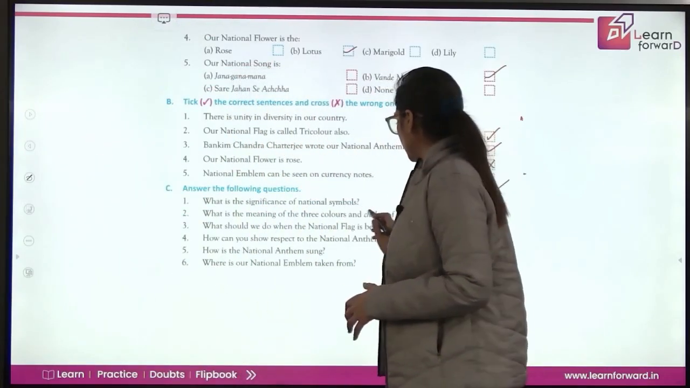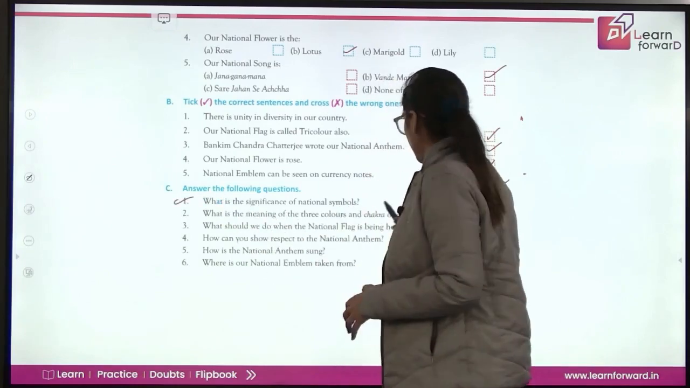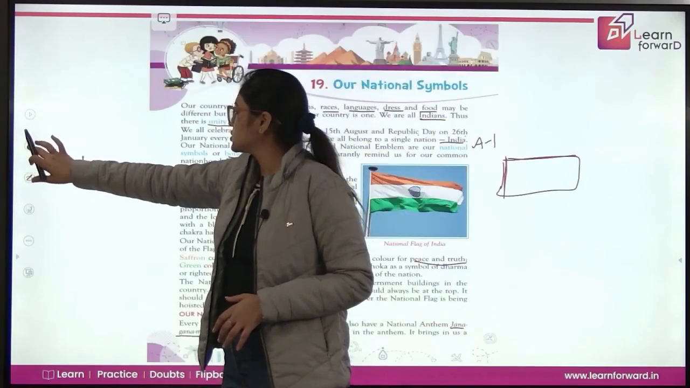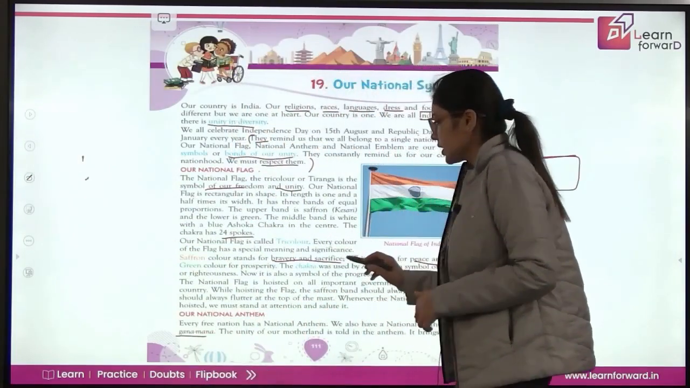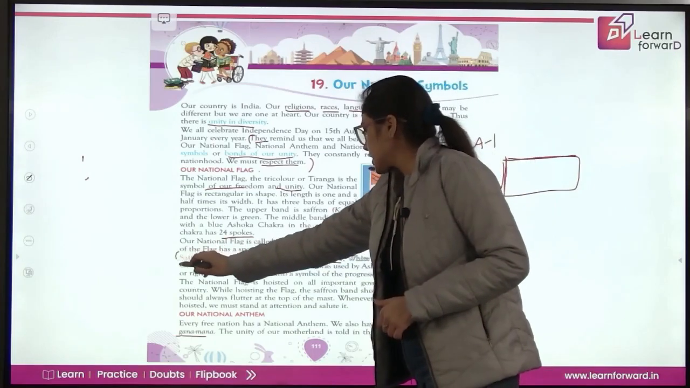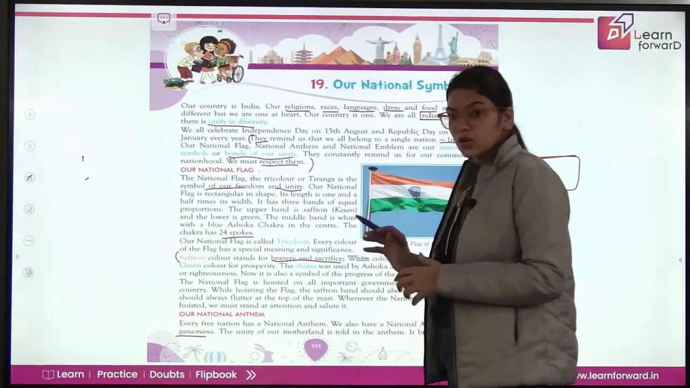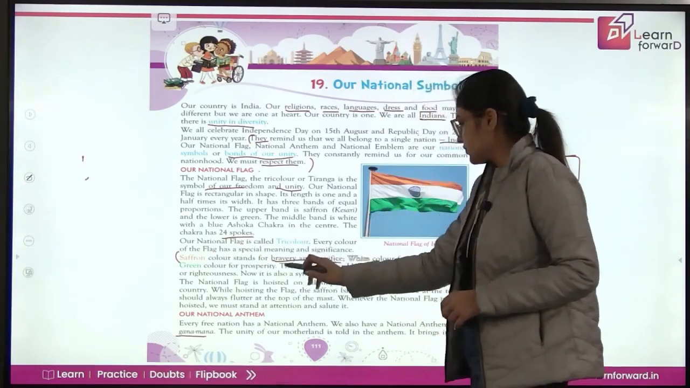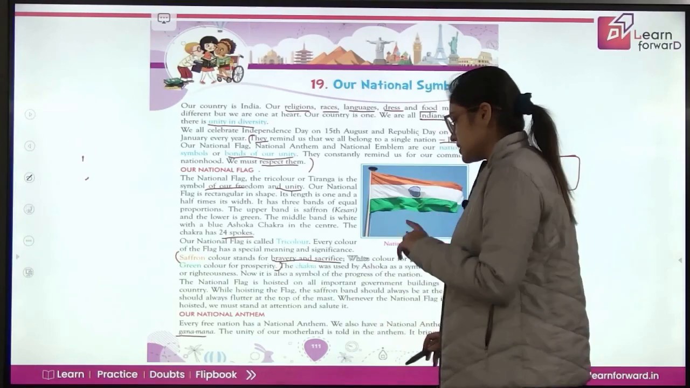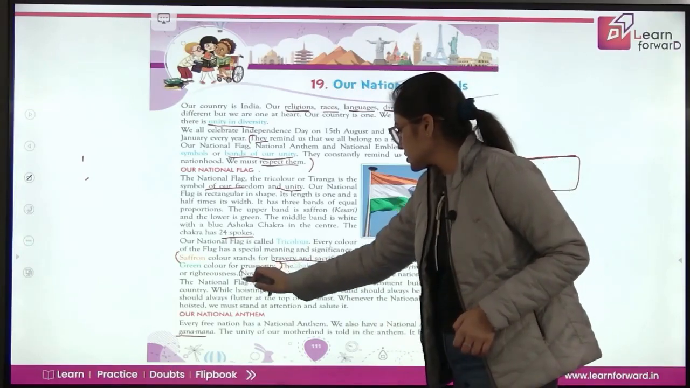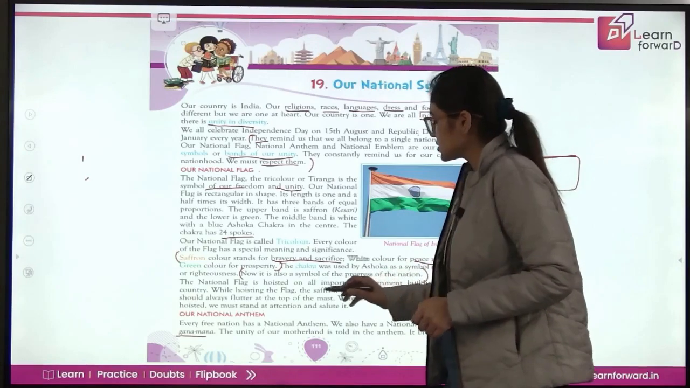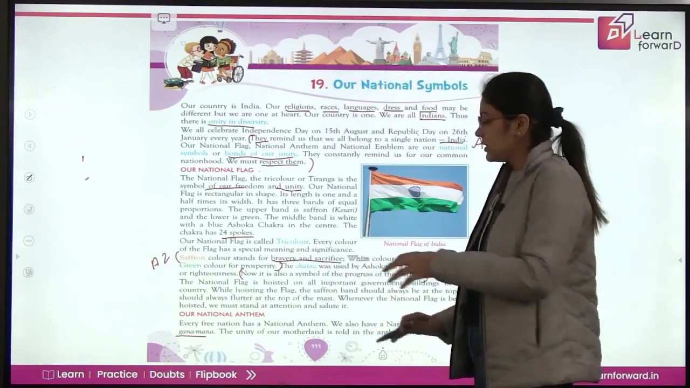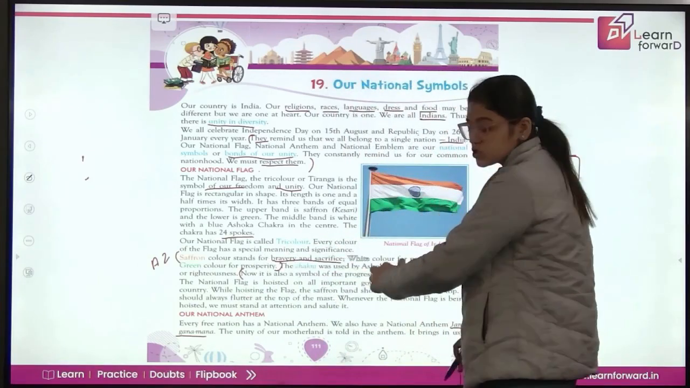Second, what is the meaning of the 3 colors and chakra of our national flag? We have studied about the 3 colors of the flag on the first page only, so you will get the answer here. Saffron color stands for bravery and sacrifice. White color for peace and truth. Green color for prosperity. And chakra, it is the symbol of progress of the nation. So this is your answer number 2. You can write these 2 points in your answer number 2: what the 3 colors show, and what the chakra shows.